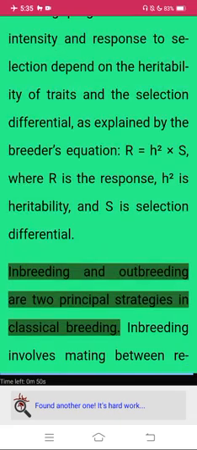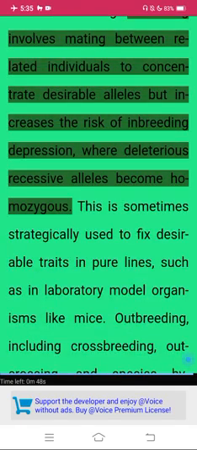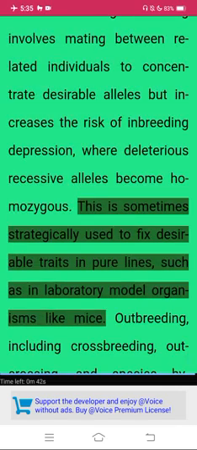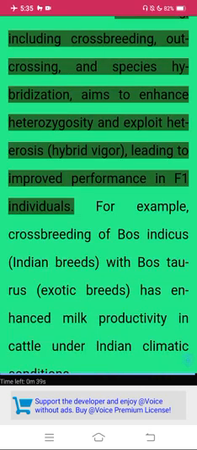Inbreeding and outbreeding are two principal strategies in classical breeding. Inbreeding involves mating between related individuals to concentrate desirable alleles but increases the risk of inbreeding depression, where deleterious recessive alleles become homozygous. This is sometimes strategically used to fix desirable traits in pure lines, such as in laboratory model organisms like mice. Outbreeding, including crossbreeding, outcrossing, and species hybridization, aims to enhance heterozygosity and exploit heterosis, or hybrid vigor, leading to improved performance in F1 individuals.